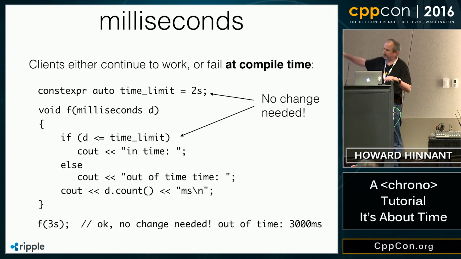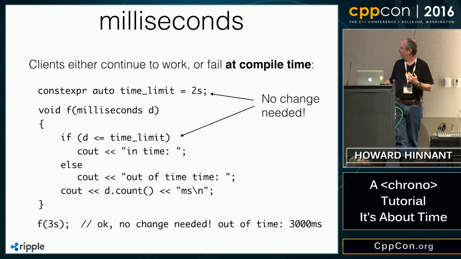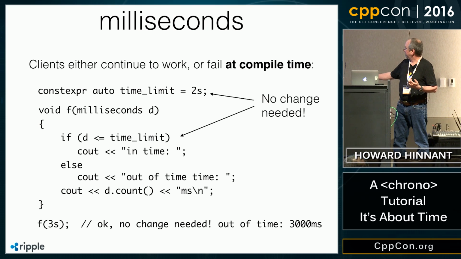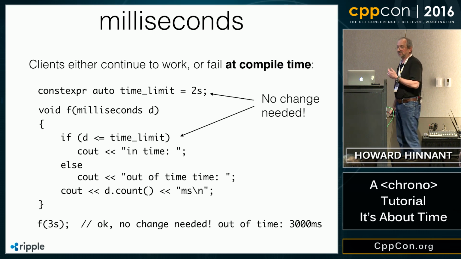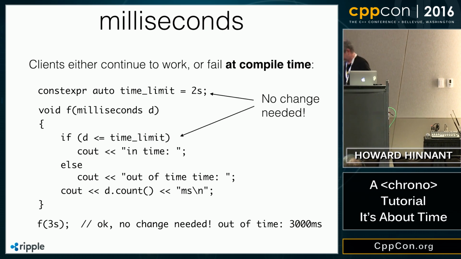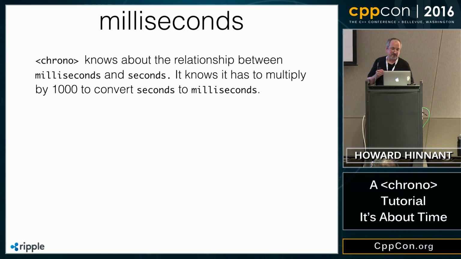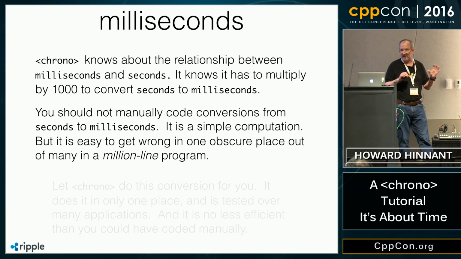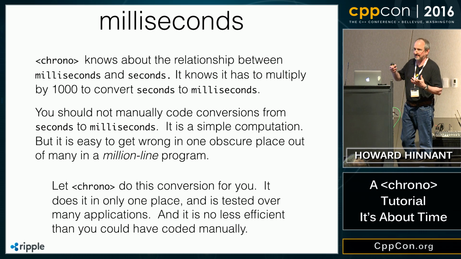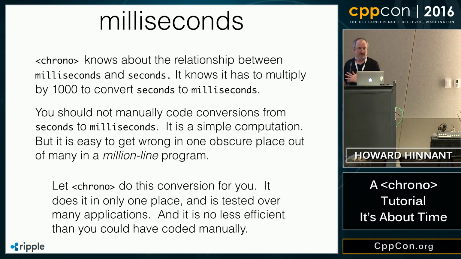And at our call site, we call this with f of 3 seconds. We don't need to change that. And we get the exact same behavior, except now it's printing out 3,000 milliseconds instead of 3 seconds. So things just continue to work. So the chrono library knows about the relationship between milliseconds and seconds. It knows it has to multiply seconds by 1,000 to get milliseconds, or divide if you're going the other way.